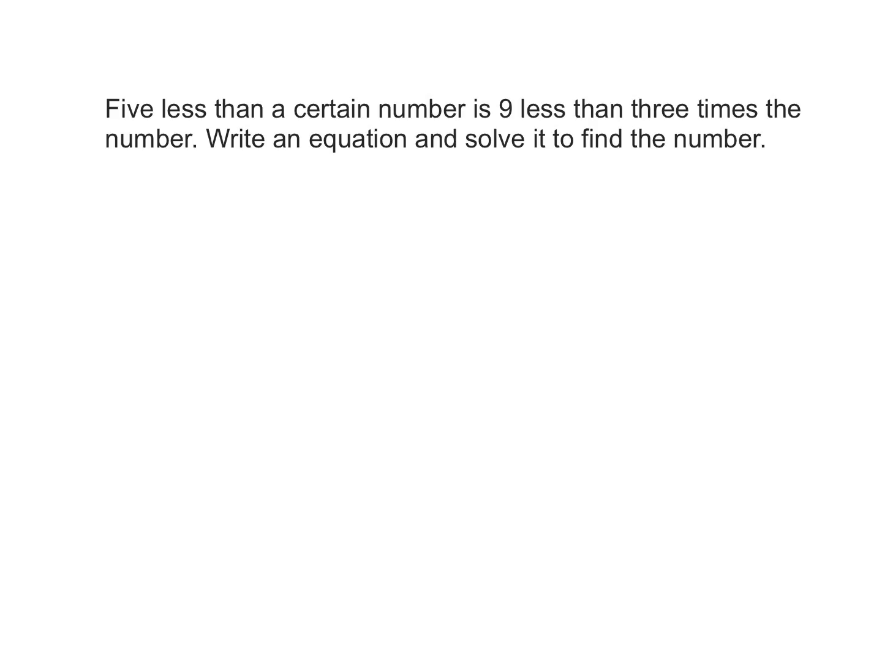So let's put that all into practice. Here's the question. 5 less than a certain number is 9 less than 3 times the number. So what we need to do is write an expression and solve it to find the number. So the first thing we're going to do is let x be the number that we're going to be looking for. So that will be this, a certain number.